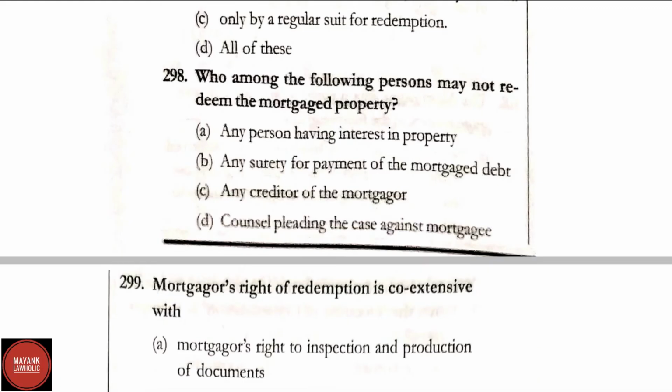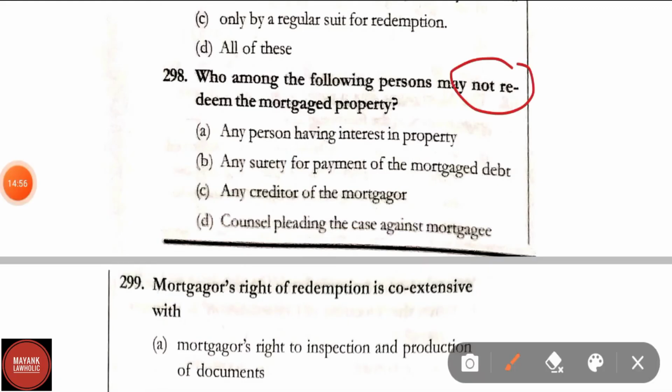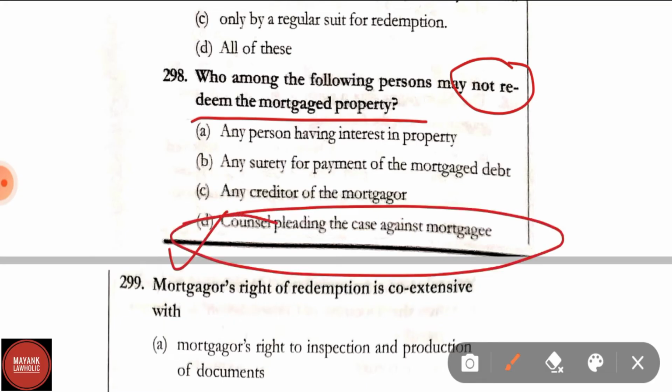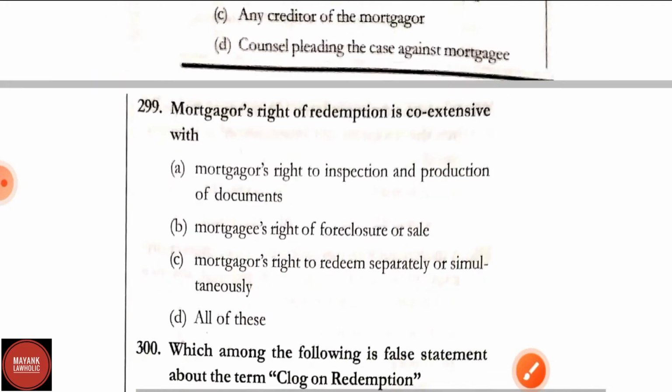Question number 298. Who among the following persons may not redeem the mortgage property? Options are any person having interest in the property, any surety for payment of the mortgage debt, any creditor of the mortgagor, option D, counsel pleading the case against the mortgagee. Correct answer here is option D, that is counsel pleading the case against the mortgagee may not redeem the mortgage property. Other persons can redeem the mortgage property.